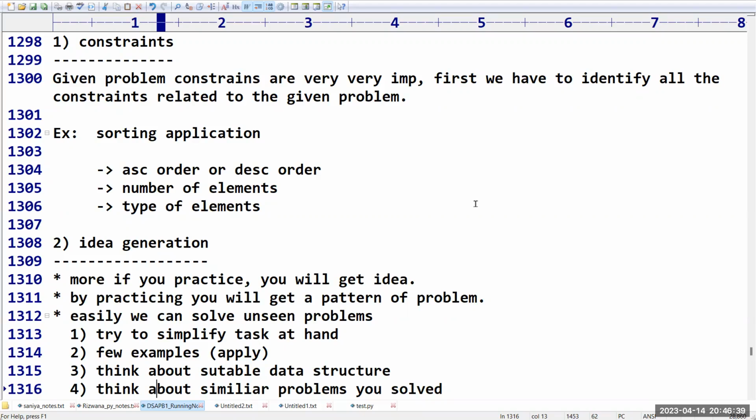Right. And sir, in terms of when we are practicing something, the revision part, how can we manage that? Revision is a must, right?